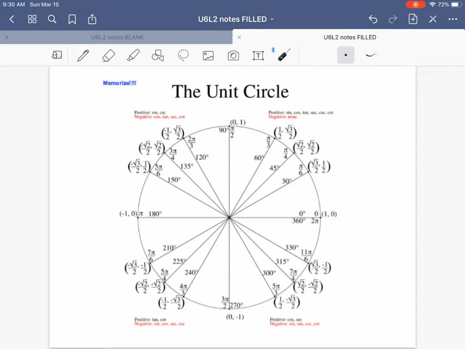So here's the answer, right? All the angles in degrees and radians and the x and y coordinates, and we've also got these indicators that say which trig functions are positive and negative in each quadrant. All right, let's keep going on.